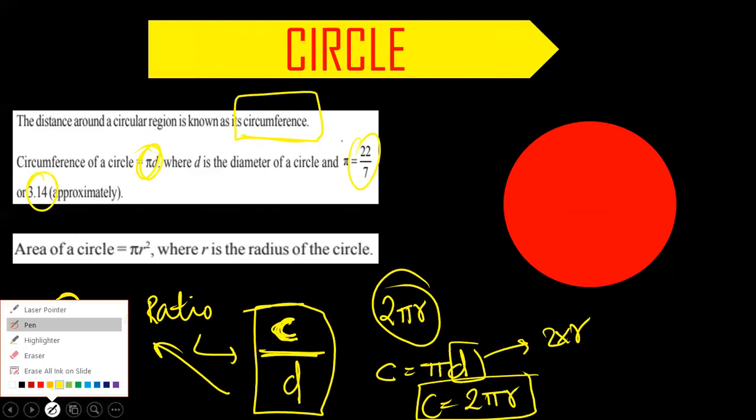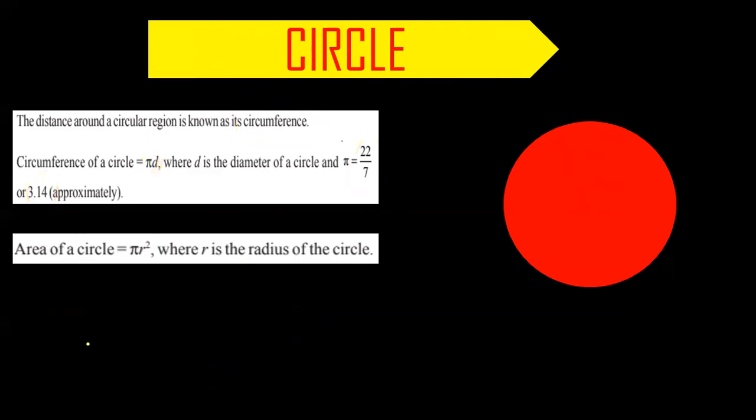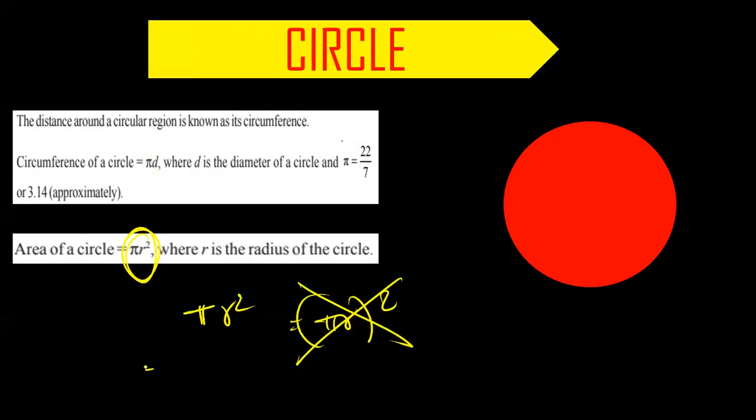Now, moving on to the area. Area is pi r square. It is not pi r the whole square. It is pi into r, or pi r square, where r is the radius of the circle. You can say this as the radius of the circle, or OA is the radius of the circle.